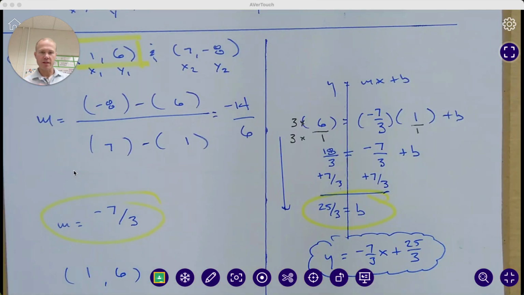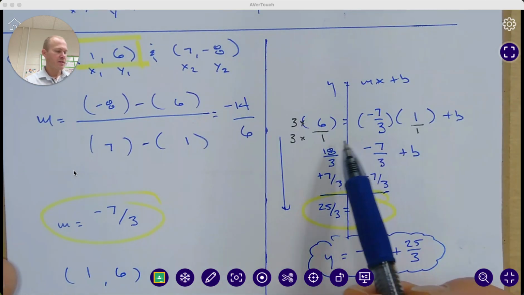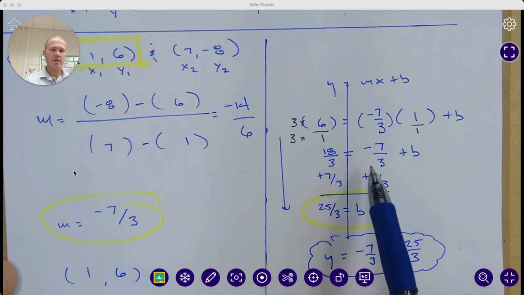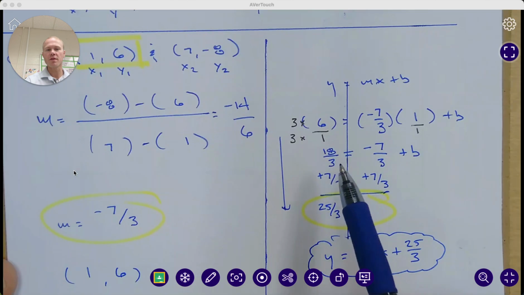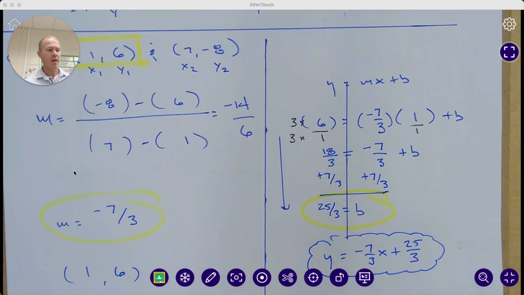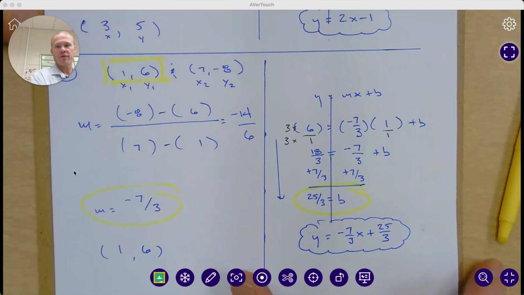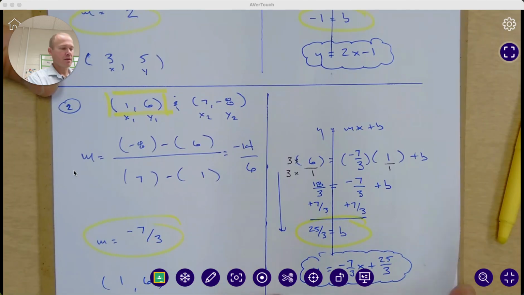Take time to really analyze these two fractions as they come out. Set this one up first, then come back in and process what I have to do to this one to make that 6 interact well. So that's the slope-intercept work for 2 different points. So again, let's move on.